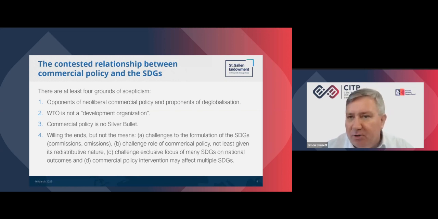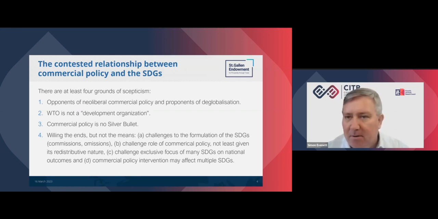Now, one of the interesting things doing the research for this report, and I canvassed a number of views, including a few people on this particular call, I also asked people, well, how do you assess the SDGs from a trade policy point of view? And I found four sets of answers when talking to colleagues and reading.